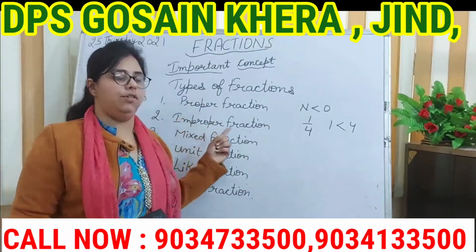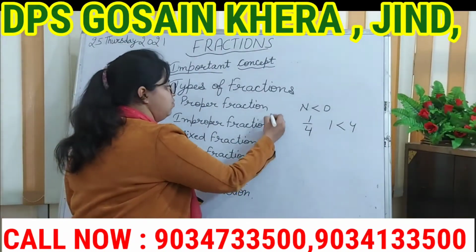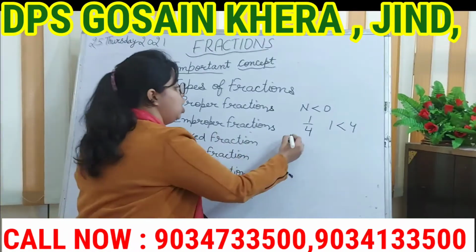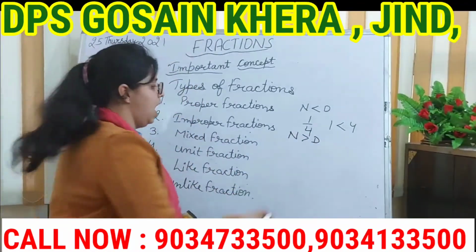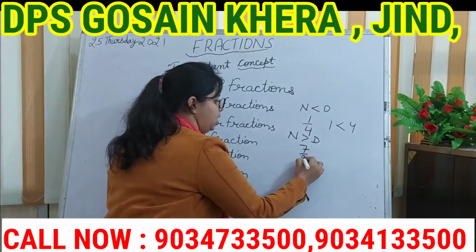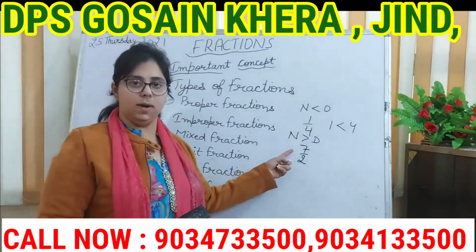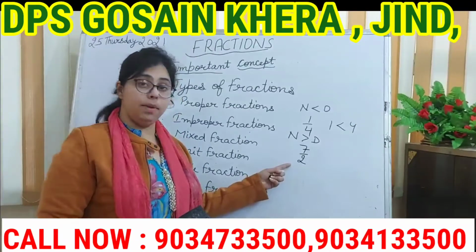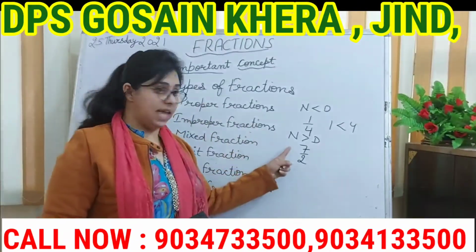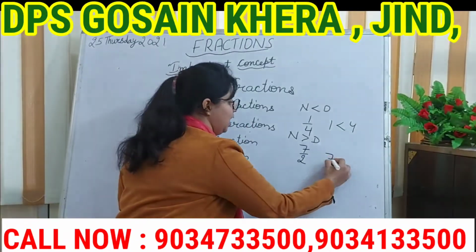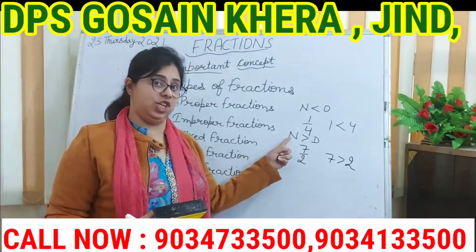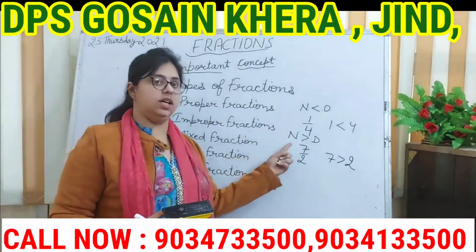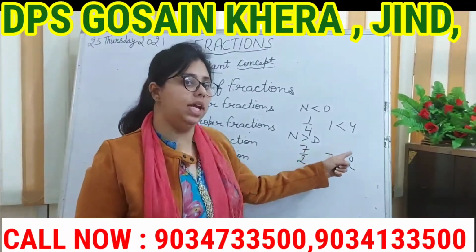Next, improper fractions are those fractions in which the numerator is greater than the denominator. I write here 7 by 2. What is the numerator here? 7. What is the denominator here? 2. So 7 is greater than 2. So this is our improper fraction, in which the numerator is greater than the denominator.